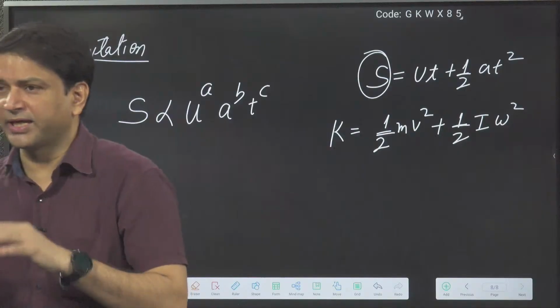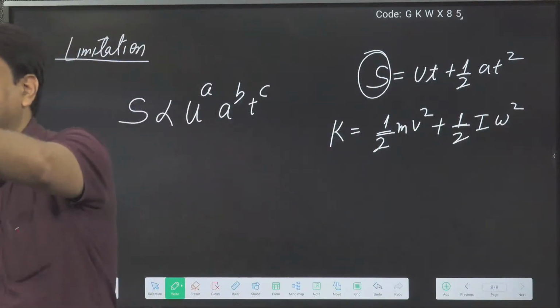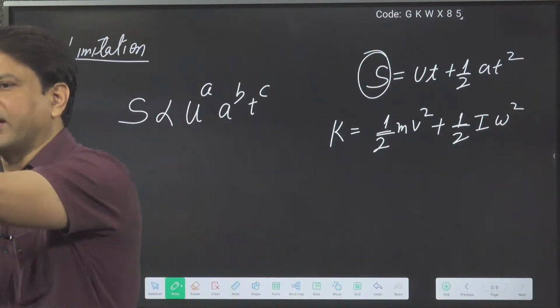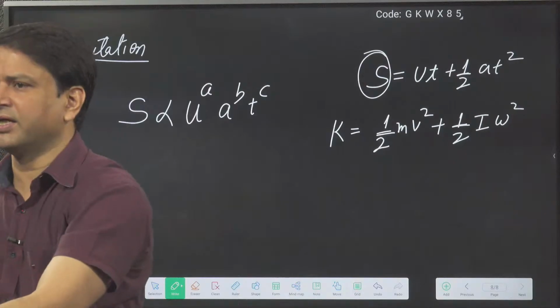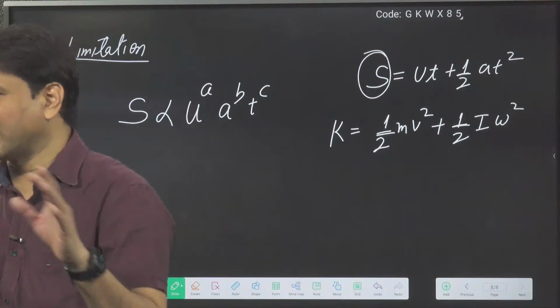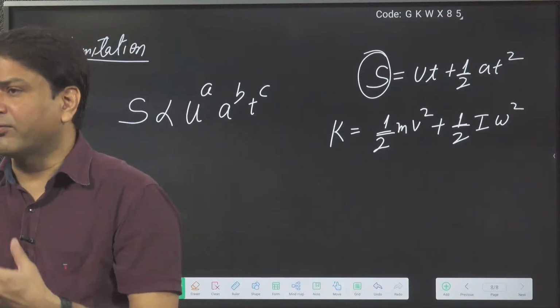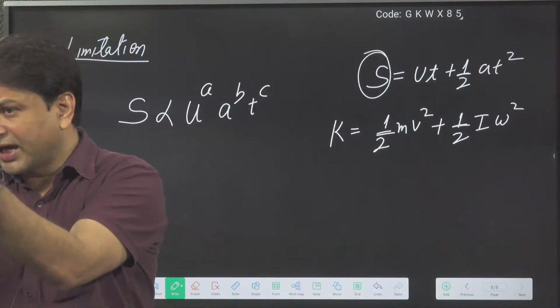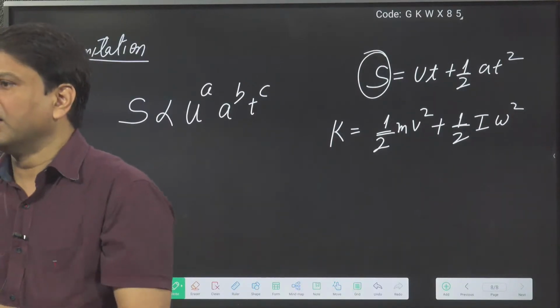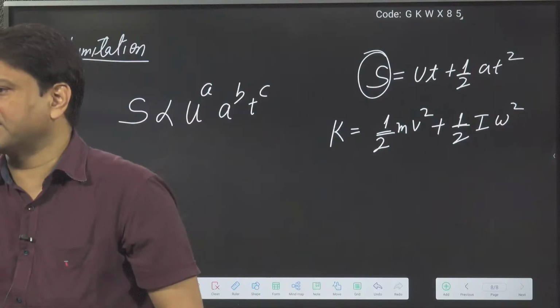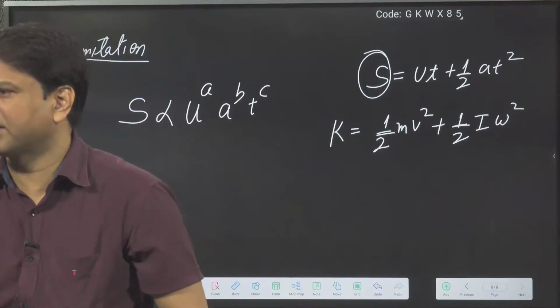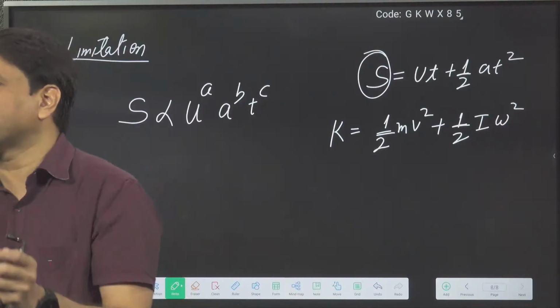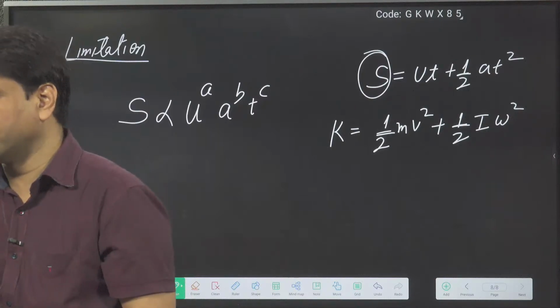Are you getting what I am saying? Suppose when I write S directly proportional to u to the power a, b, t to the power c, and then apply dimensions, can we get a relation like ut plus something? No. Why? Because here I write all quantities in a product. So according to the values of a, b, c, some will come in the numerator, some in the denominator. But we will not get a plus or a minus in between.